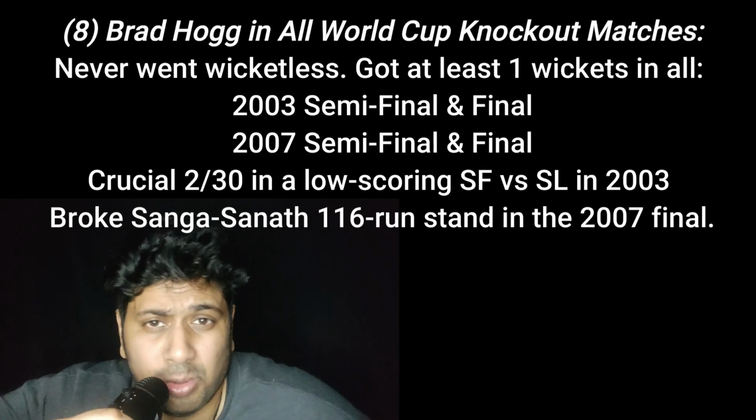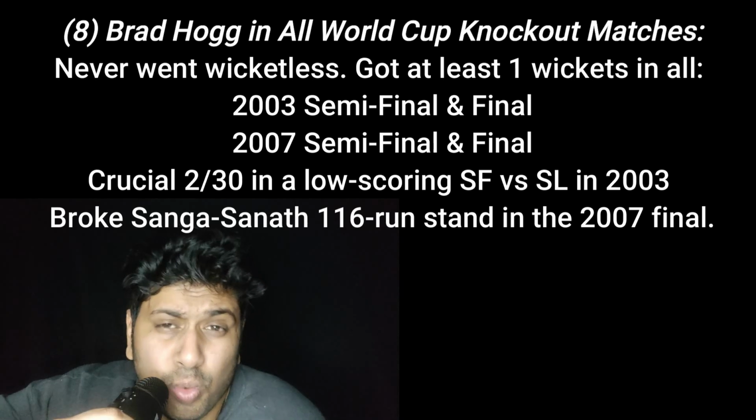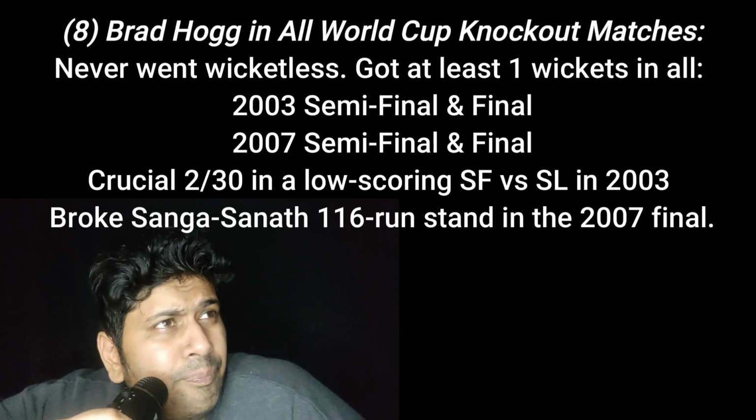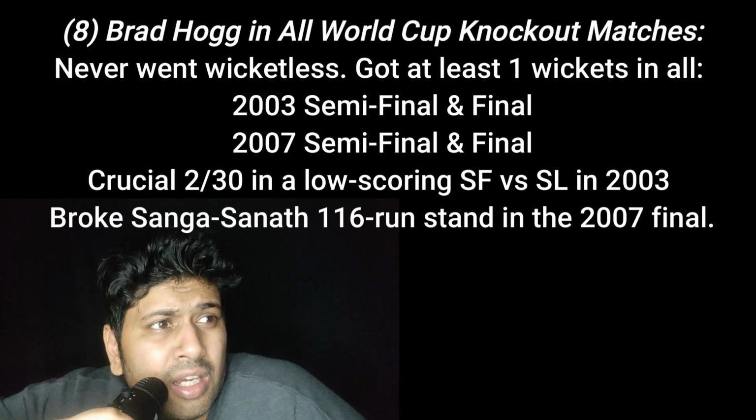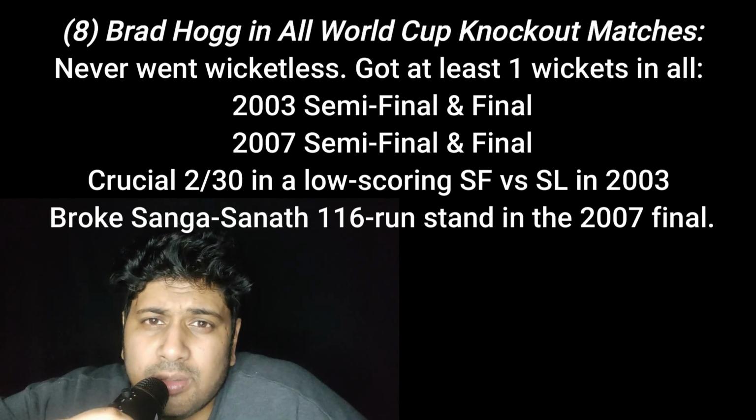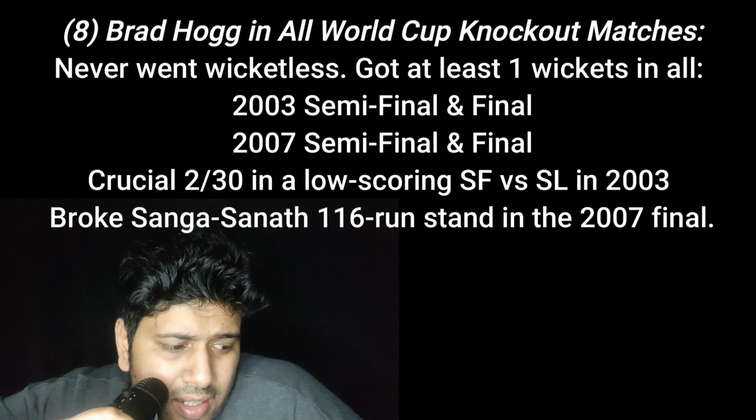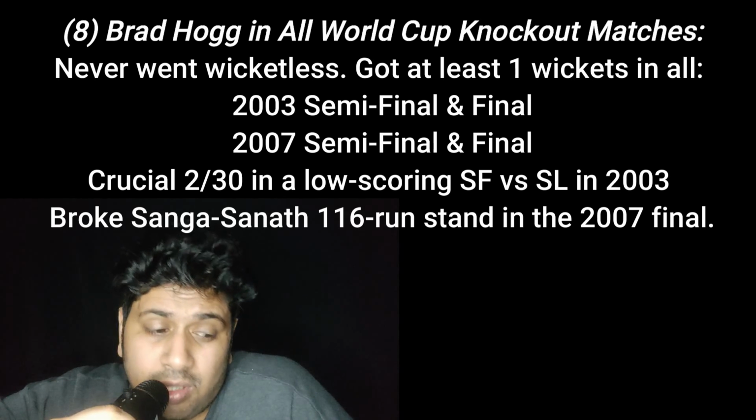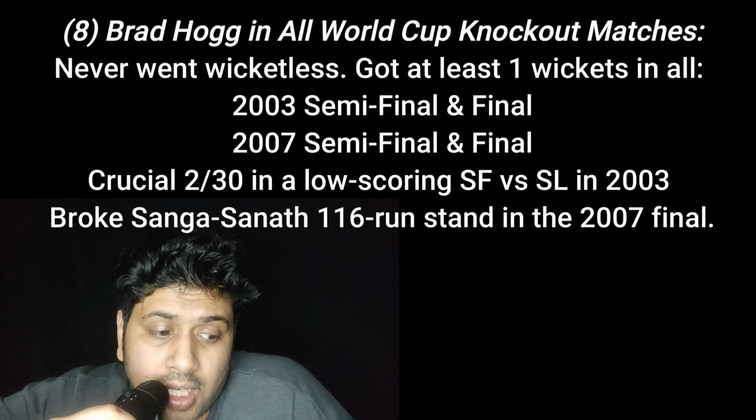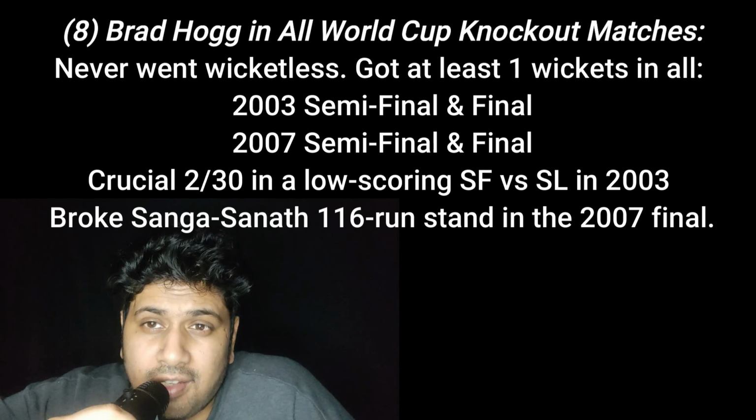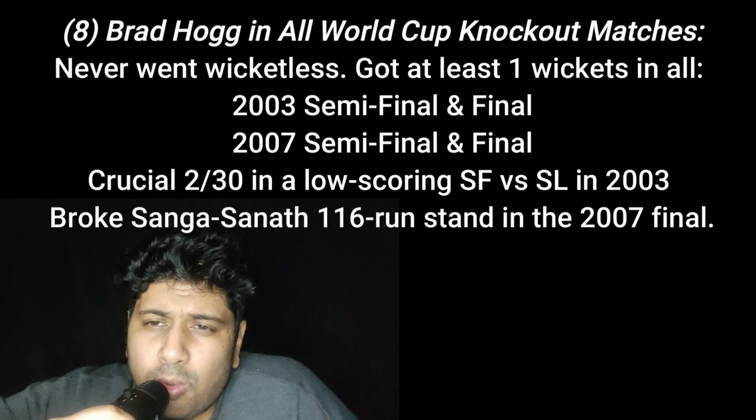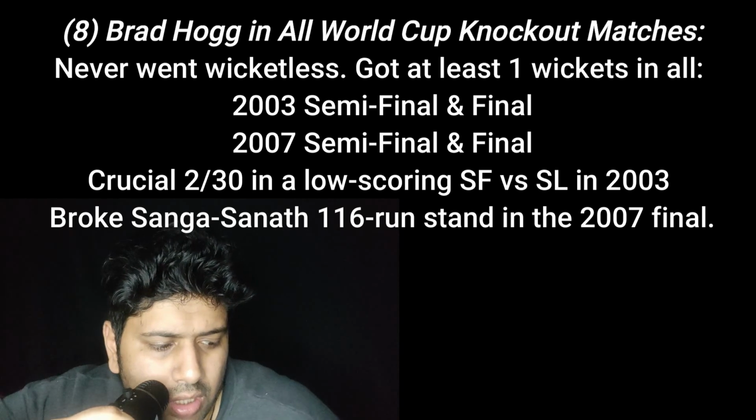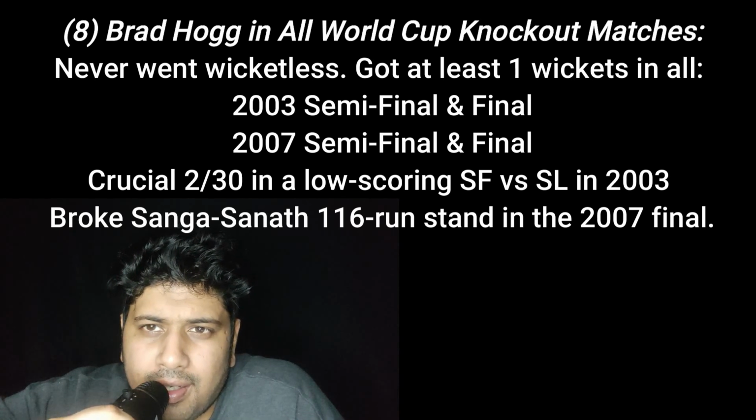And in both the finals, if you remember, Australia were defending a huge score, like 359 in the 2003 final, and in the 2007 final, for a 38-over match, 283 runs was a huge target, and he took a crucial 2 for 30 in a low-scoring semi-final against Sri Lanka in 2003, and 1 for 24 in another low-scoring semi-final in 2007. Low-scoring because Australia bowled South Africa out cheaply. But his bowling was really important, integral to the team's success.